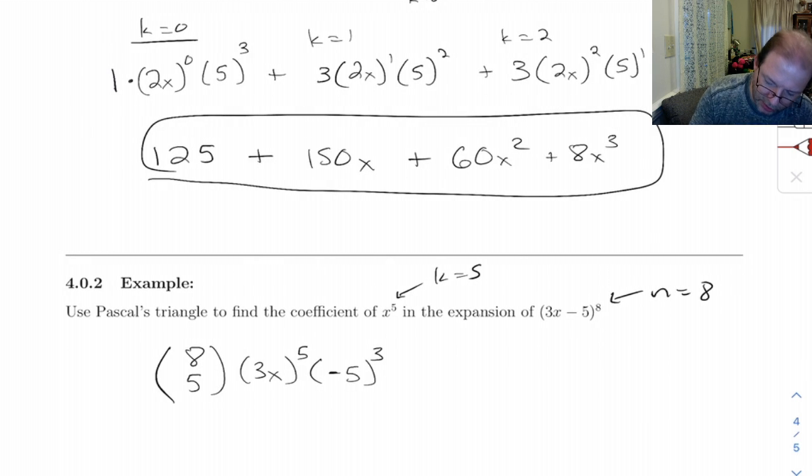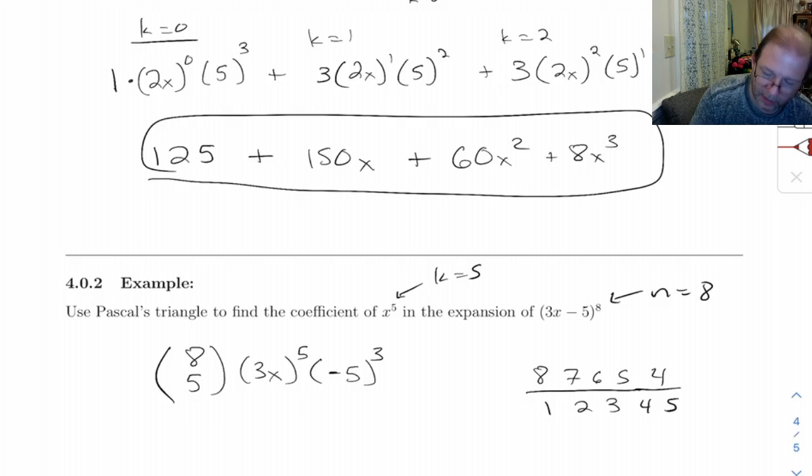So let's see, 8 choose 5, that's 8, 7, 6, 5, 4, over 1, 2, 3, 4, 5. I really should be putting multiplication symbols between those, but I'm being lazy. So I can cancel all that. I can cancel the 2 and the 3 with the 6 as well. So 8 times 7 is 56. This is 3 to the fifth, that's 243. Then 5 to the third is 125.